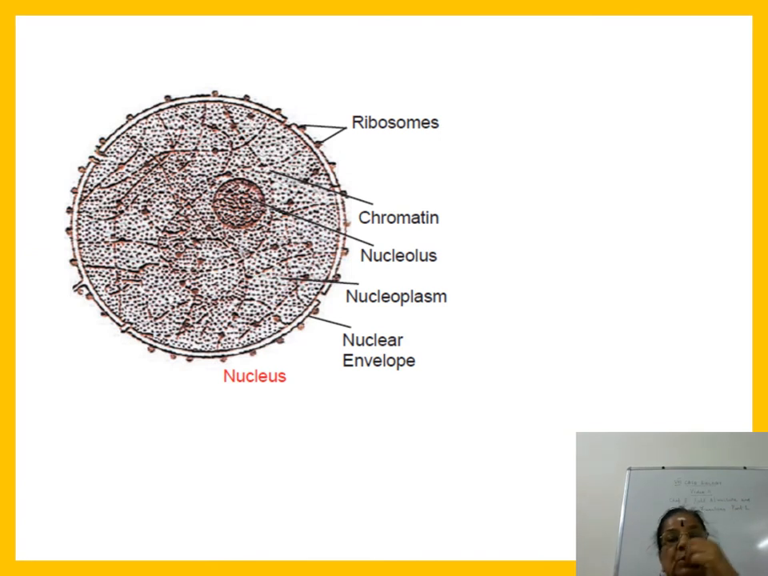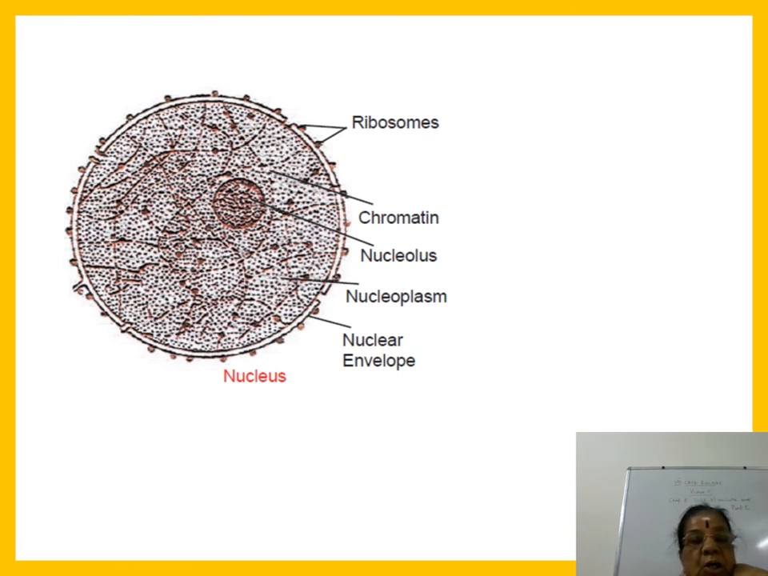Next is the nucleus. What you are seeing is the true nucleus, otherwise the eukaryotic nucleus. It has an outer nuclear membrane, the nuclear envelope, and inner to that is the nucleoplasm. This is called nucleoplasm. And then this spherical structure is called the nucleolus, taking part in the formation of ribosomes and protein synthesis.